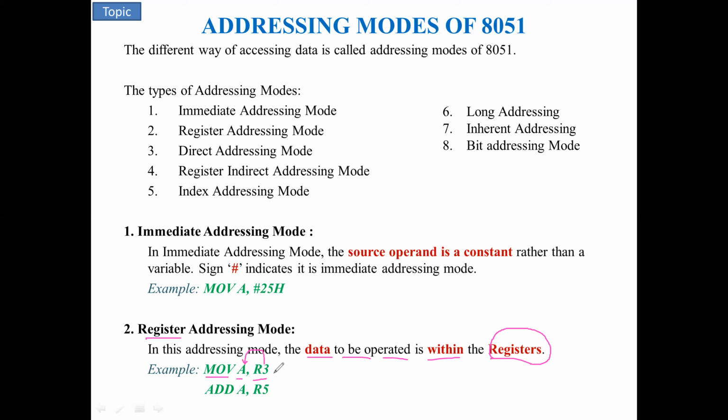So here, as per this instruction, you cannot see any numerical value, just the address. R3 is one of the addresses, A is one of the addresses. So the data from this address is moved to this address. We can see registers are just addresses.